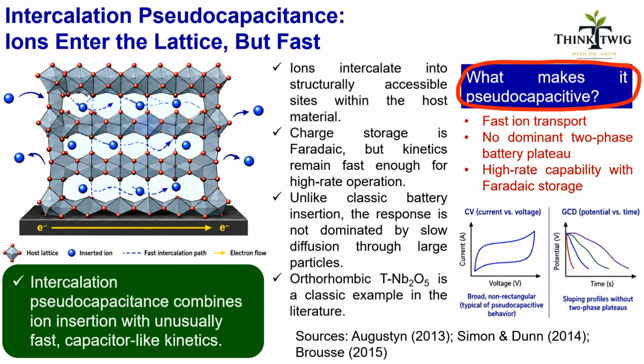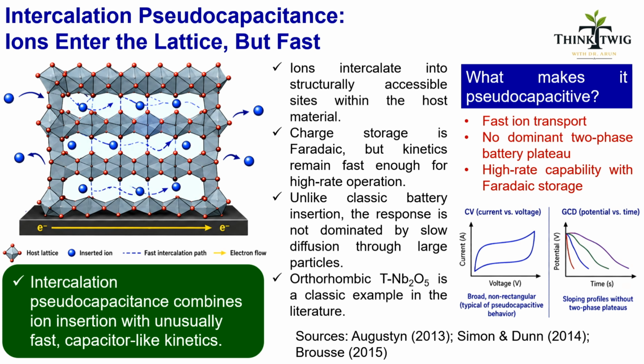So what makes this type of behavior pseudocapacitive? Three ideas come together. The ion transport is fast. There is no dominant two-phase battery plateau, and Faradaic storage can still operate at high rate. So we have now moved from the outer surface into structurally accessible internal sites, but without automatically sacrificing fast kinetics.